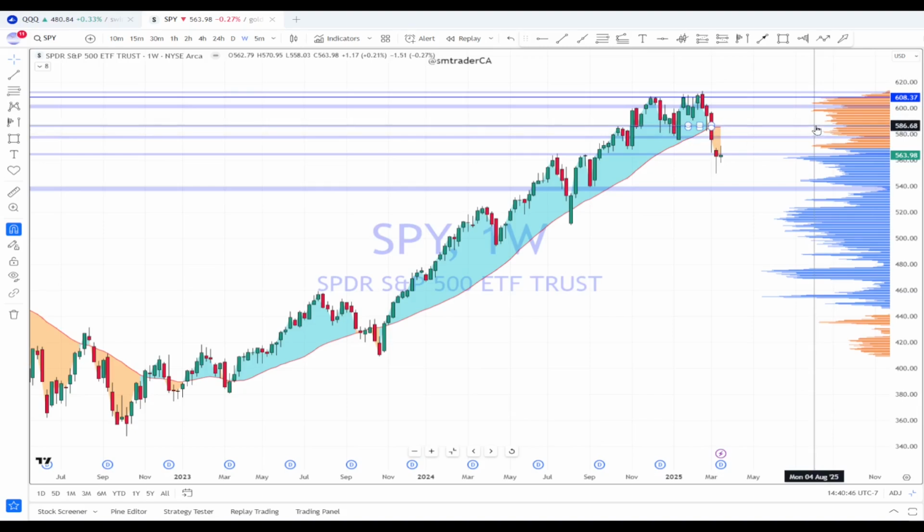And here's the 580. So we're going to be keeping an eye out to see whether it would be able to come up to this 580 and see if it gets rejected. If it gets rejected, then we'll be looking for a lower high and a lower low move down to somewhere around this 540 in the near term, not necessarily next week, but hey, anything is possible, right?